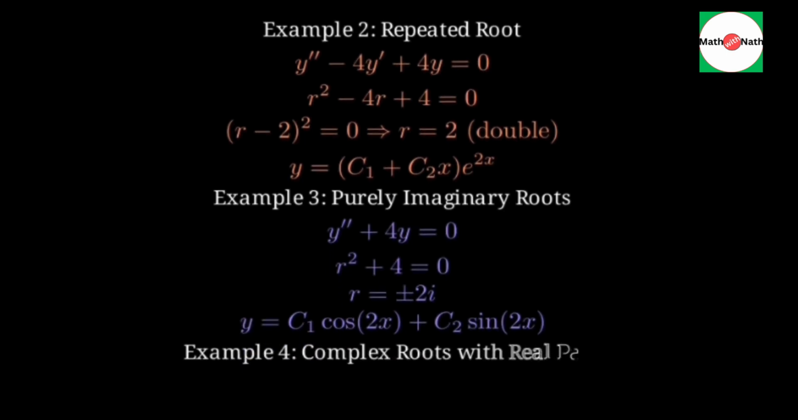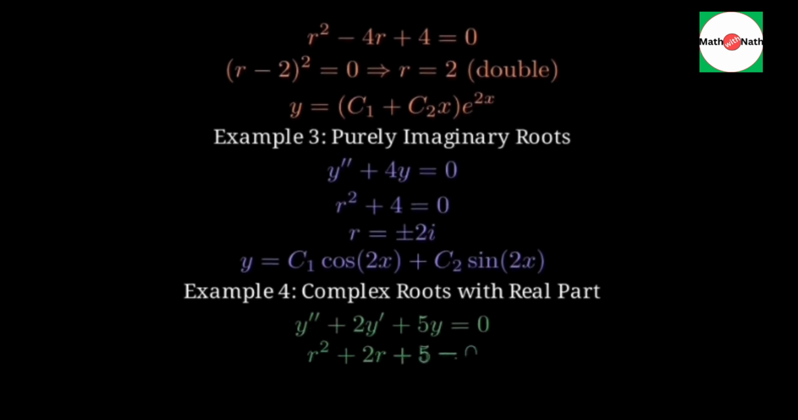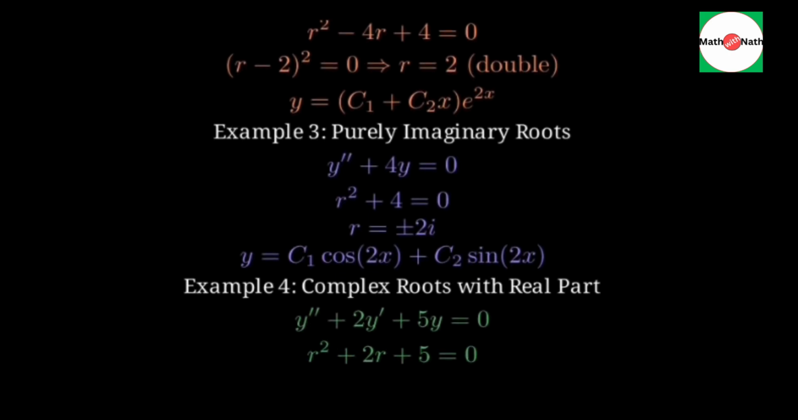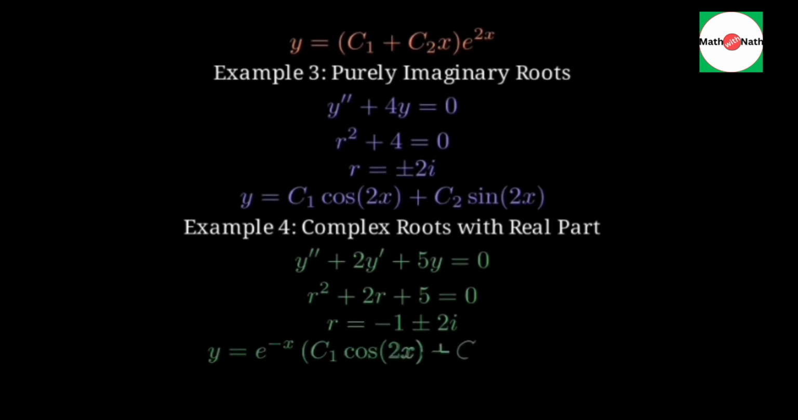Example 4. Complex roots with a negative real part. Solve y double prime plus 2y prime plus 5y equals 0. The characteristic equation is r squared plus 2r plus 5 equals 0. Using the quadratic formula, r equals negative 1 plus or minus 2i. So the solution is e to the negative x times (c1 cosine 2x plus c2 sine 2x).